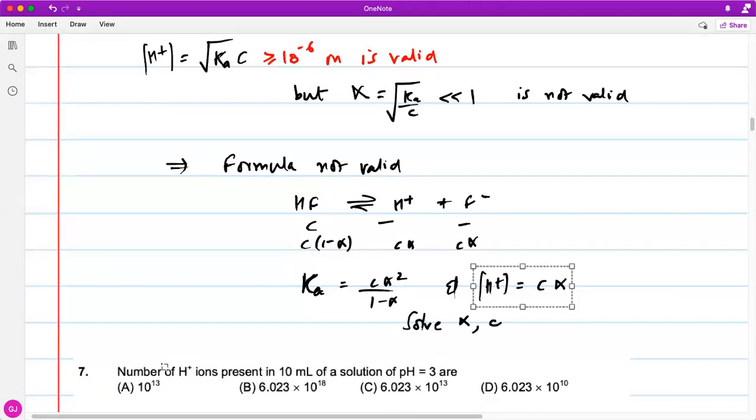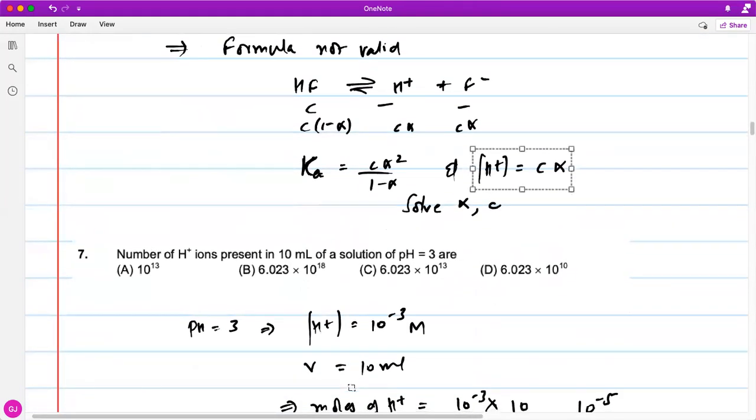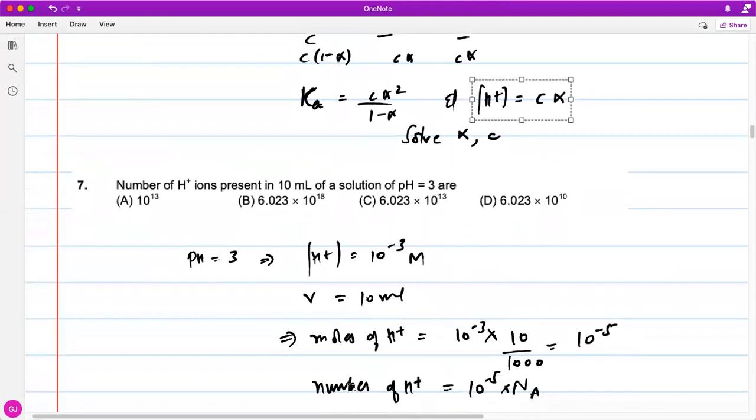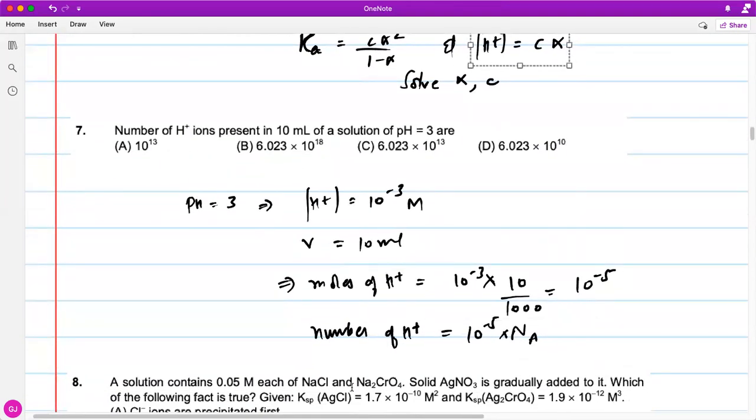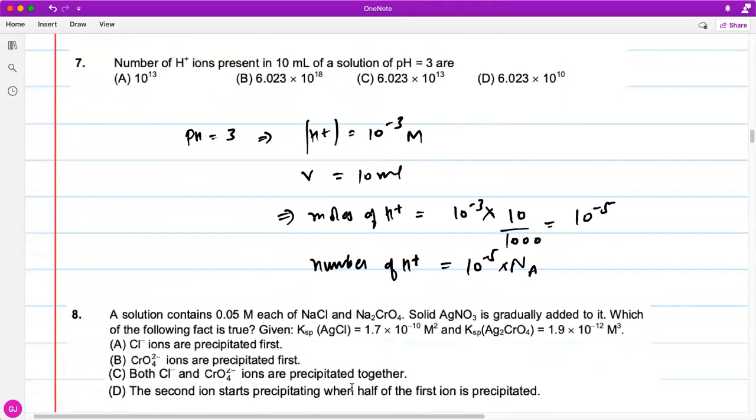Then the seventh question talks about the number of H plus ions present in 10 ml of solution of pH 3. Now that is something which is again a straightforward question. pH is given, so you know the H plus concentration, the volume is given to you, so you can calculate the moles of H plus that are there, and then from that you can calculate the number of H plus that are there.